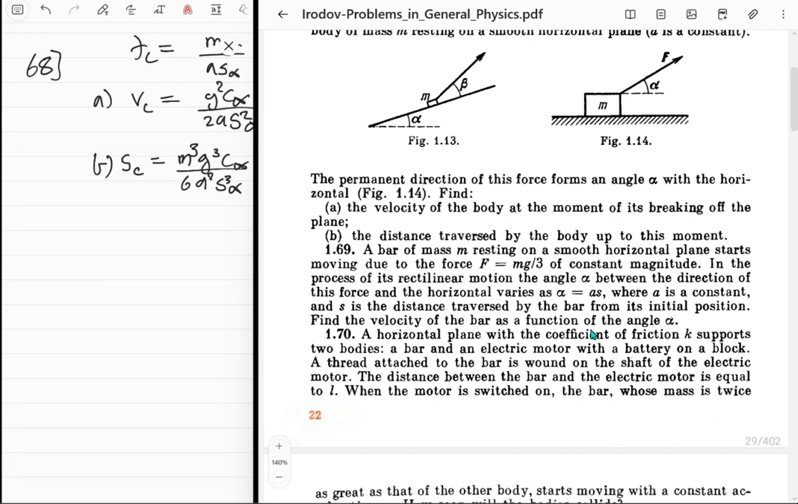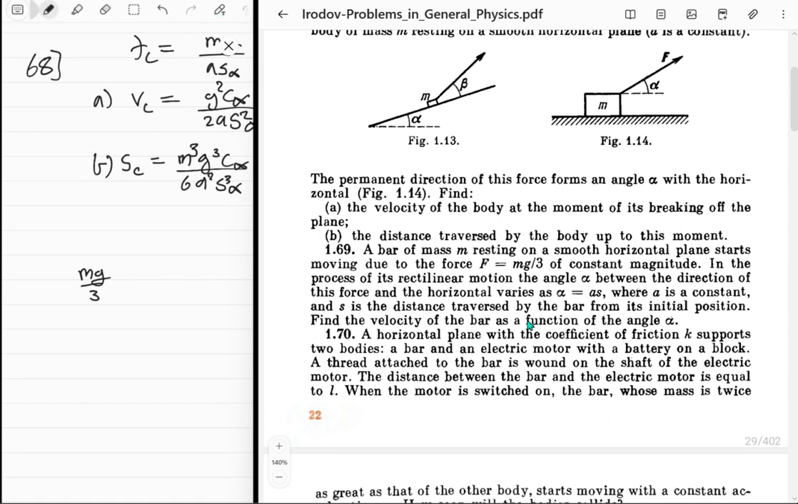The angle alpha between the direction of this force and the horizontal varies as alpha equals a times s. Here s is the distance traveled, so initially it's 0. Now the force analysis: there's an upward force. The maximum upward force could just be mg upon 3, which is less than mg. That's all you need to know. The horizontal force will just be equal to mg upon 3.